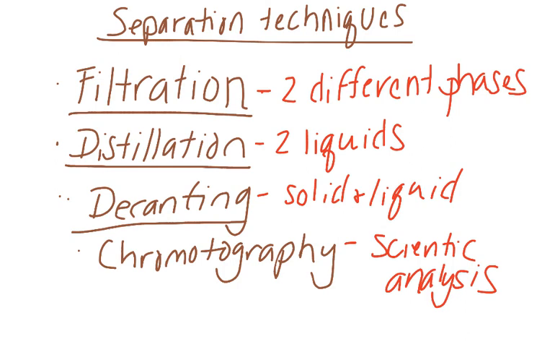Decanting and filtration are often both good options for the same type of thing. So decanting would be a quicker method. Filtration would be more precise. So just depending on what you're doing, you may choose one or the other. And then lastly, chromatography. As we talked about, we're not quite ready to talk about the science behind it, but it's such a widely used method for separating things that I wanted to mention it here.